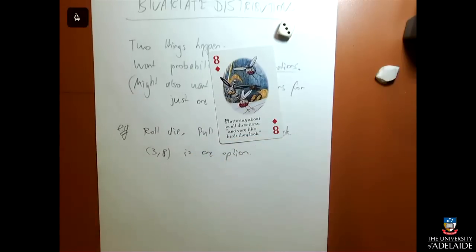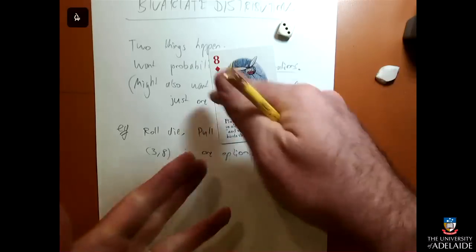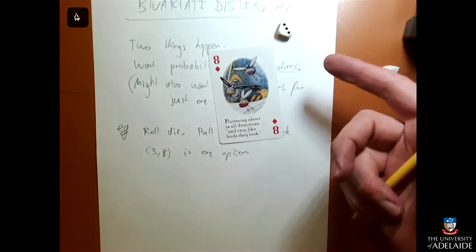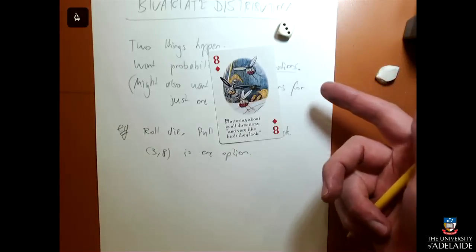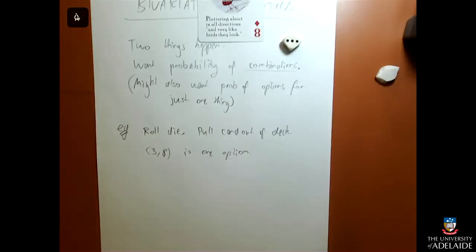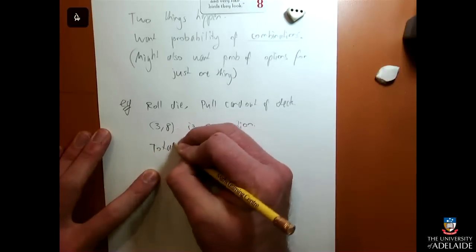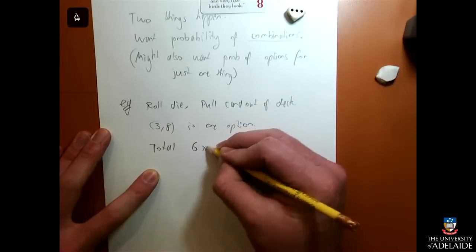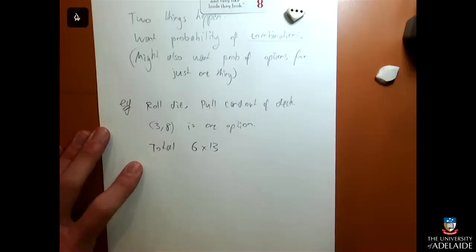Okay, and I want to know the probability of every combination of options. So 3-8 would be different from 3-10, and that's the idea. In this one, what card I pull out is independent of what dice roll I roll. And so it should turn out that all of the 13 times 6 options are all the same probability. So I've got total 6 choices for the die and 13 options for the cards.